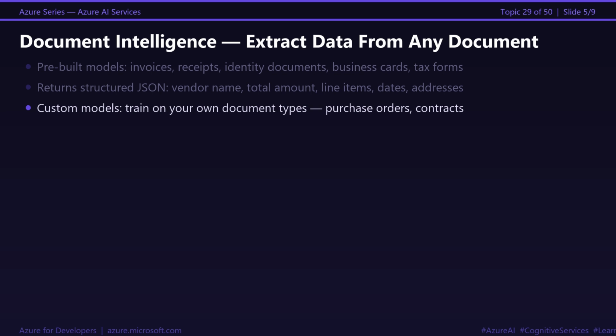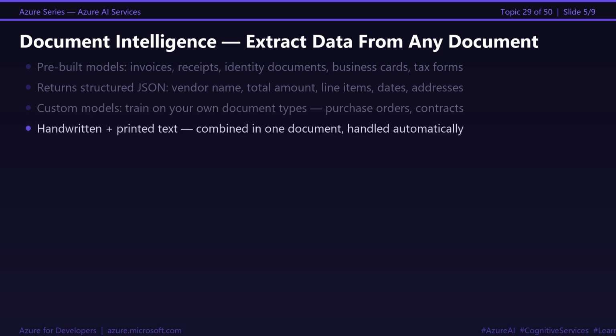Custom models extend this to your own document types. Label 5 to 50 examples of your purchase order or contract format. Train the custom model. It now extracts fields from your specific documents with high accuracy. This is what used to require a team of data entry operators.